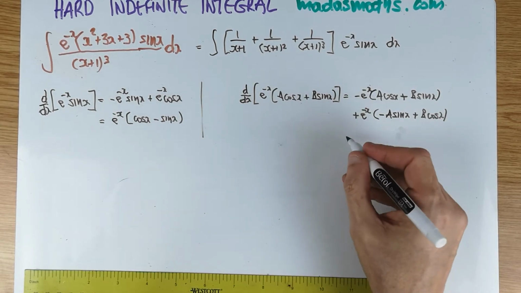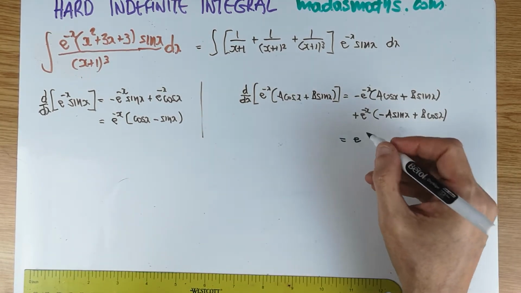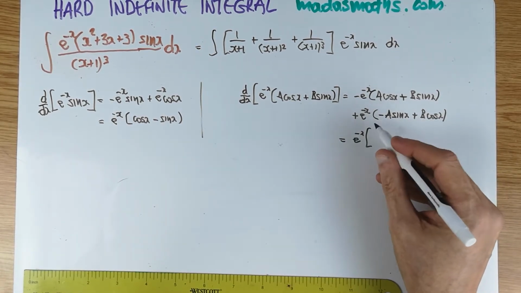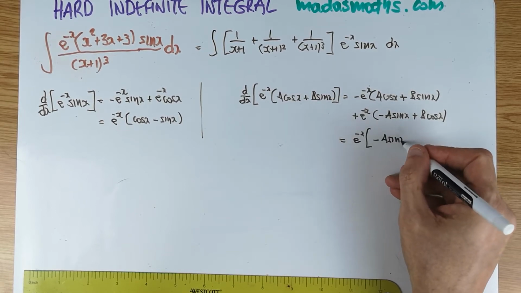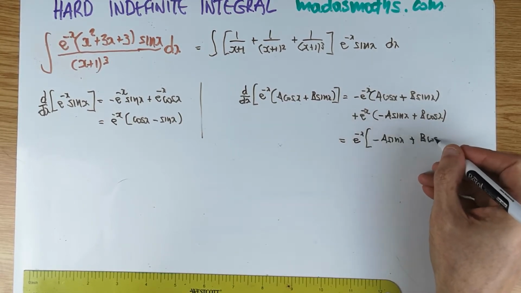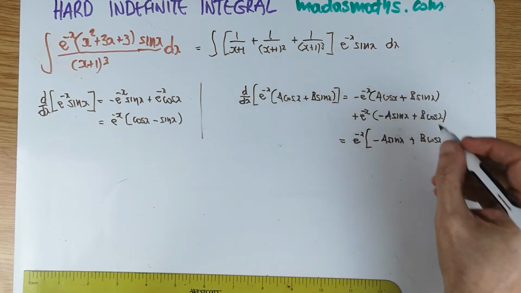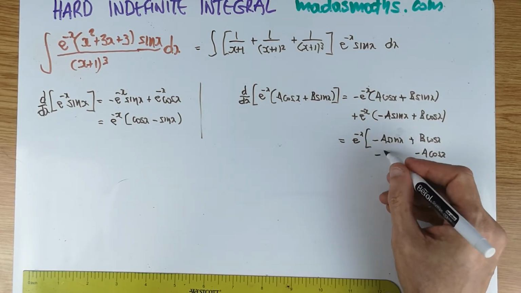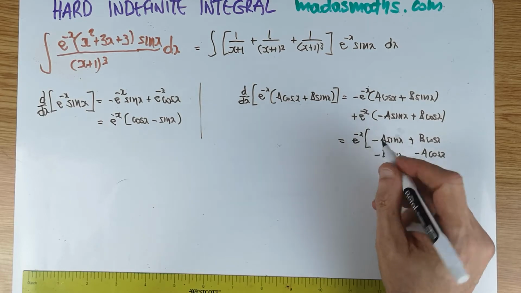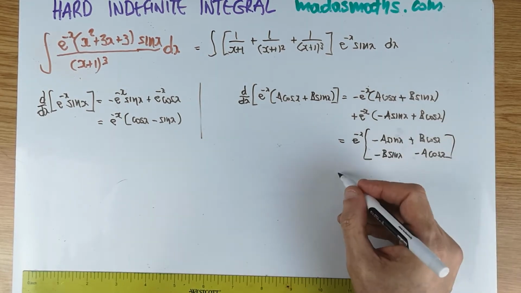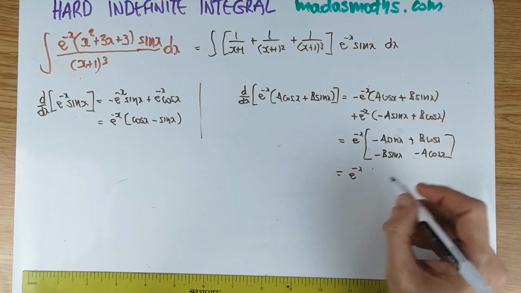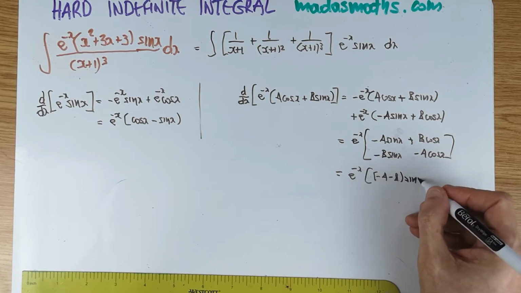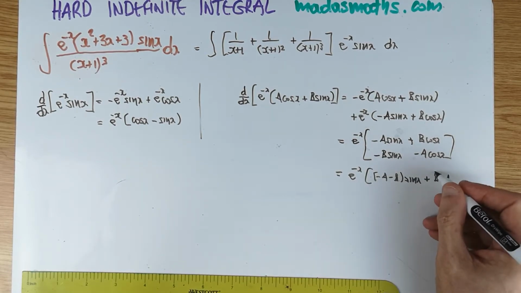So if we differentiate that, let's factorize the exponential in a positive sense. That will give us, from this bit here, minus a sine x plus b cos x. But from this, we're going to have it in reverse. So we're going to have minus a cos x, that's from that bit here, minus b sine x. So that's basically what we're getting, which is e to the minus x, and we're going to get minus a minus b sine x plus b minus a cos x.